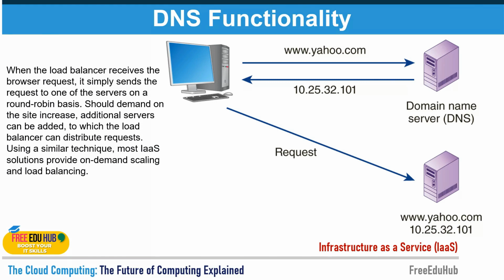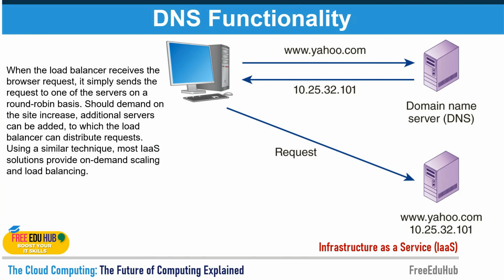And the website is served through your DNS server. When the load balancer receives the browser request, it simply sends the request to one of the two servers in a round robin. As demand on the site increases, additional servers can be added, to which the load balancer can distribute the requests, similar to this technique, as most IaaS service providers are using it and scaling it for load balancing.